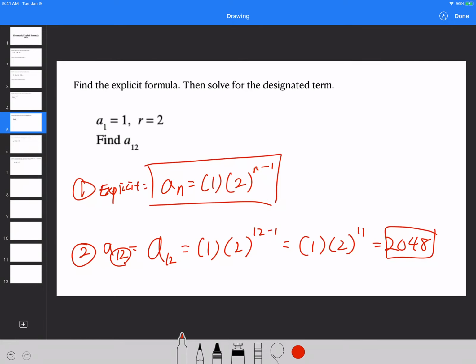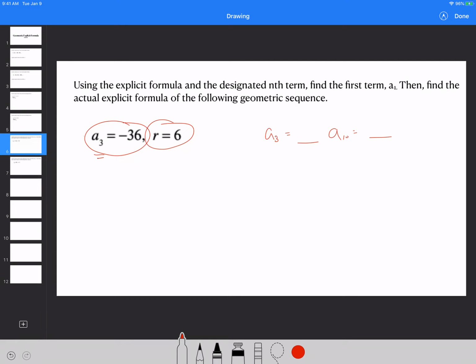Pretty simple, right? Final question for the day, and you'll get questions like this for your homework as well, so don't worry about that. I'm going to give you an example like this, just for the sake of making sure you're able to do questions like this in advance.